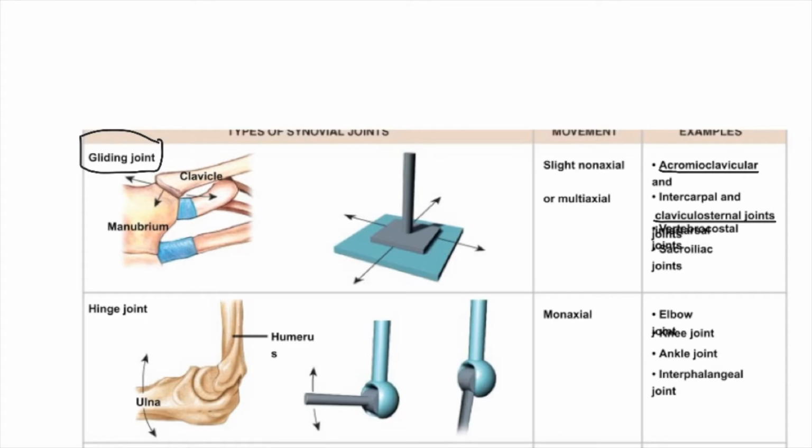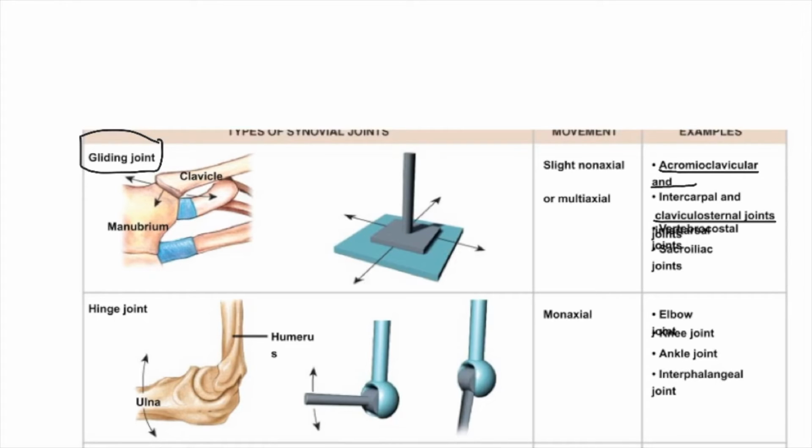There's another one here, though, the claviculosternal joint. Where is the claviculosternal joint? It's between the sternal end of the clavicle and the manubrium, right? So when you also bring your shoulders up, you can feel that. You can feel the clavicle gliding against the sternum. It glides against the manubrium, right?